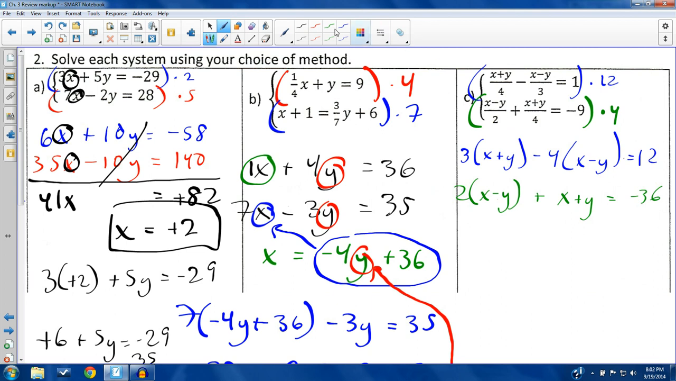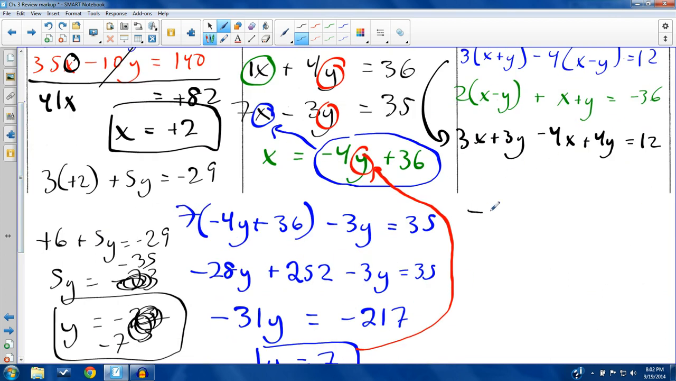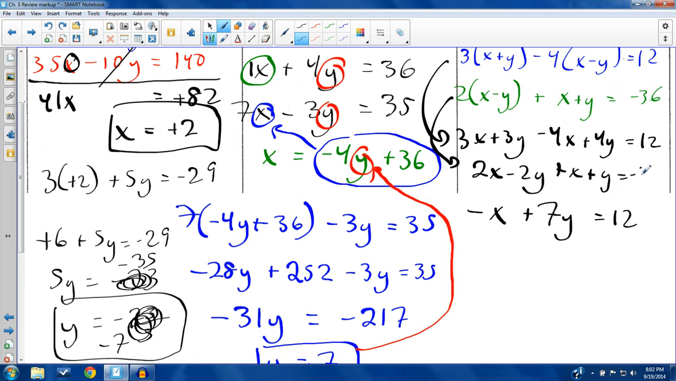And let's start distributing, combining like terms, all that good jazz. I'm going to get this one down here. That'll be 3x plus 3y minus 4x plus 4y equals 12. So that is, I'll write down here one more step: negative x plus 7y equals 12. In this one right here, I'll distribute it. I get 2x minus 2y plus x plus y equals negative 36. Combine like terms, I'll get 3x, negative y plus y, minus y equals negative 36.